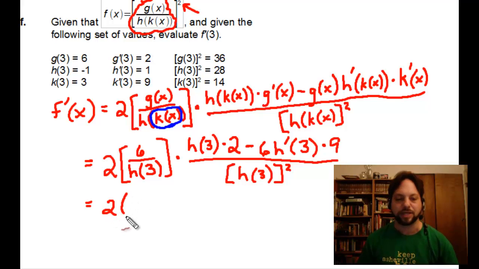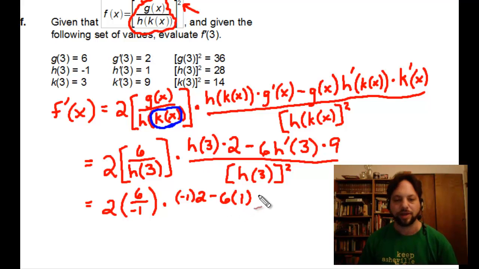2 is going to stay the same, but here I'll end up with 6 over h of 3. And h of 3 is given as negative 1. Now that's kind of nice, because that's something I can actually work with. If we take a look at all this, h of 3, that's given as negative 1 again. And we'll multiply that by 2. And then we'll subtract 6 times h prime of 3. h prime of 3 is given up here as 1. And then we have that 9 hanging out. And of course, in the denominator, we have h of 3 squared.